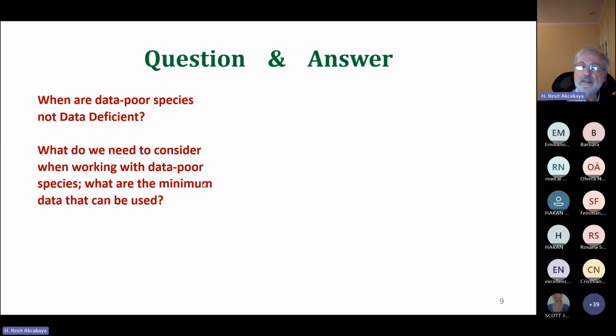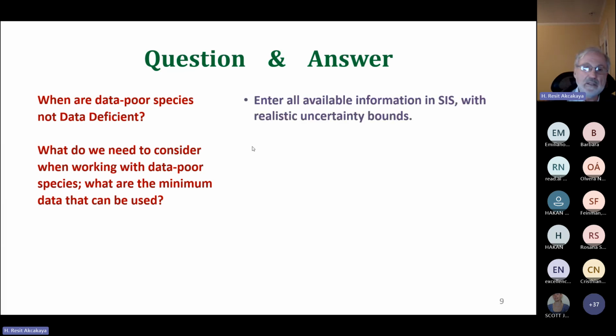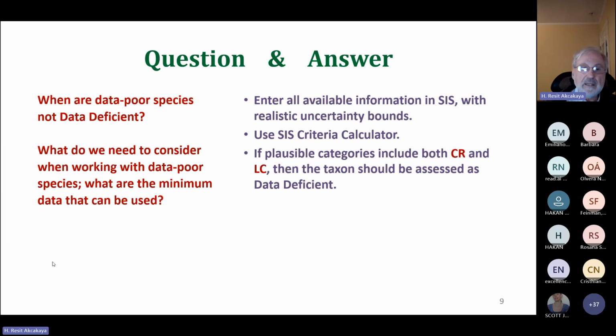So, questions related to this topic. One question was, when are data poor species not data deficient? And another one was, what do we need to consider when working with data poor species? What are the minimum data that can be used? So the basic procedure for any of these cases is that first, you enter all available information in SIS with realistic uncertainty bounds, and use the SIS criteria calculator. The SIS criteria calculator, as I said, will give you a range of categories. If that range of plausible categories includes both critically endangered and least concern, then that species should be assessed as data deficient.